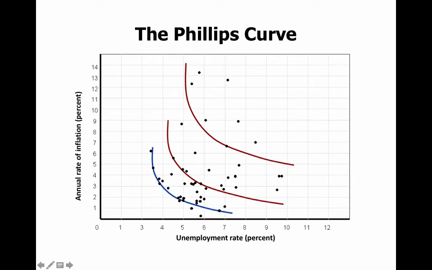So here is what we see those supply shocks do. When we have a negative supply shock, we see a rightward and upward shift away from the origin. And then positive supply shocks would give us leftward and downward shifts back toward the origin. So this is going to be adverse, and this will be a positive supply shock.